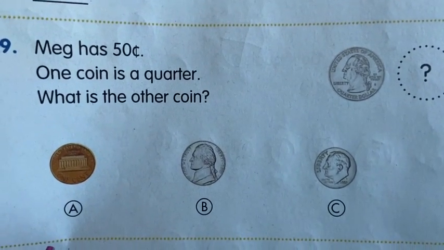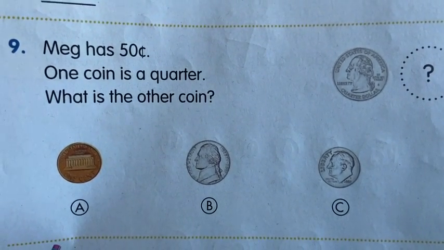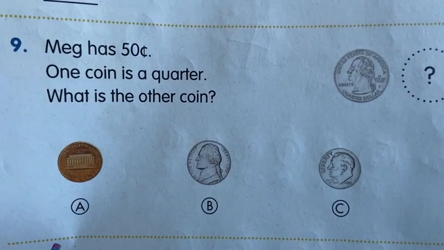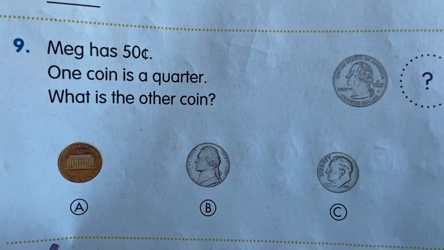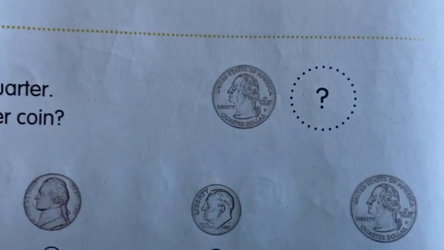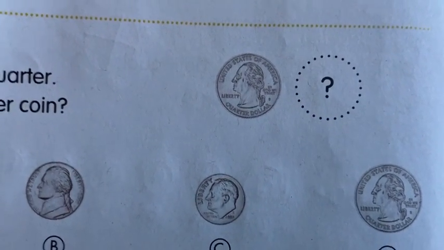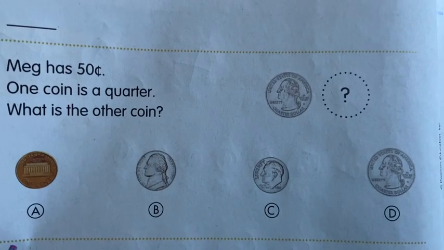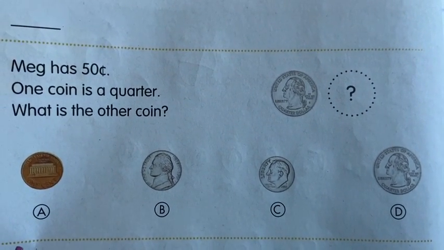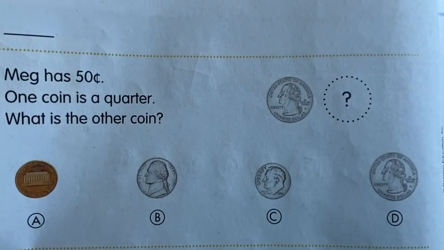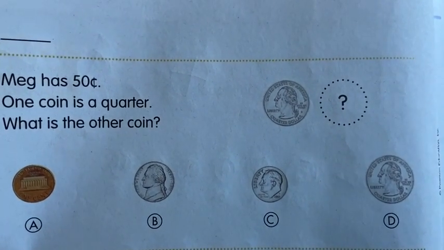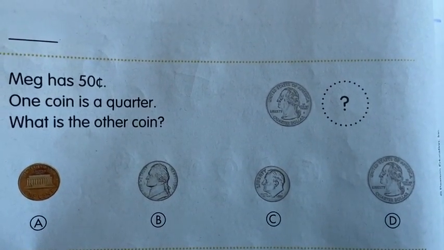Number 9, Meg has 50 cents. 1 coin is a quarter. What is the other coin? So she has 50 cents and one of them is a quarter. So out of these 4 coins, A, a penny, B, a nickel, C, a dime, or D, a quarter, what is the other coin to make sure that she has 50 cents?